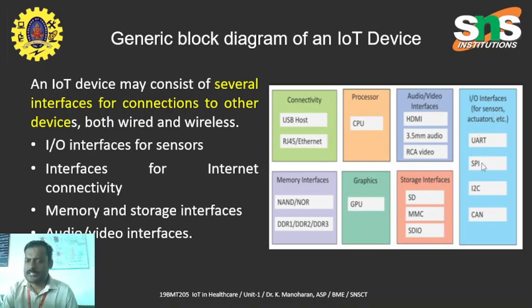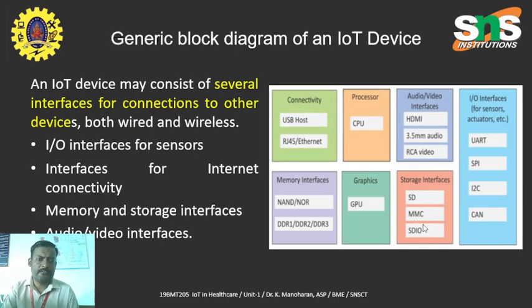UART, that is universal asynchronous receiver transmitter. SPI, serial peripheral interface. I2C, that is inter-integrated circuit. CAN protocols. These are the protocols that will be used to communicate. Memory interfaces: NAND and NOR based memories and DDR RAM 1, 2, 3, and for graphics we use the graphical processor, GPU. And the storage interface, that is SD, MMC or SDIO.